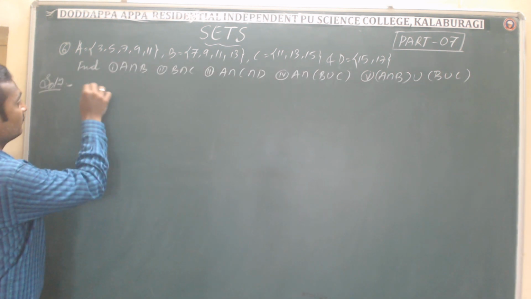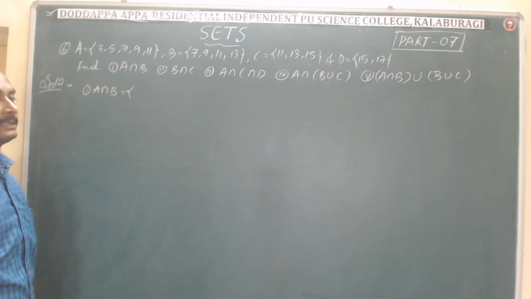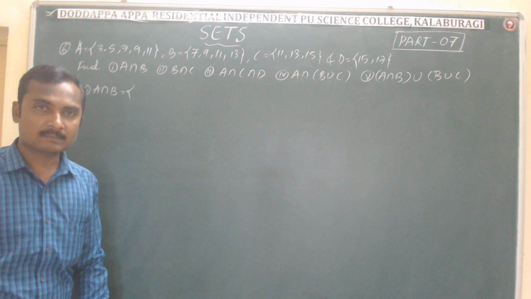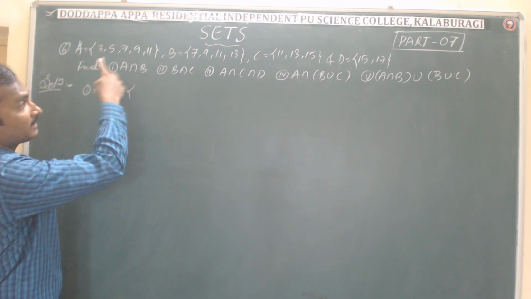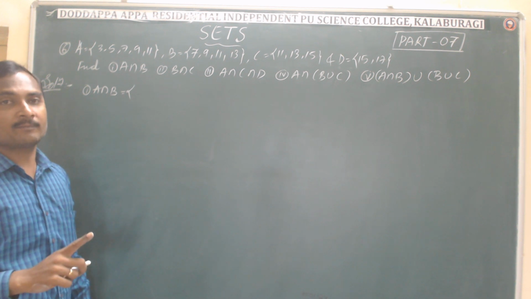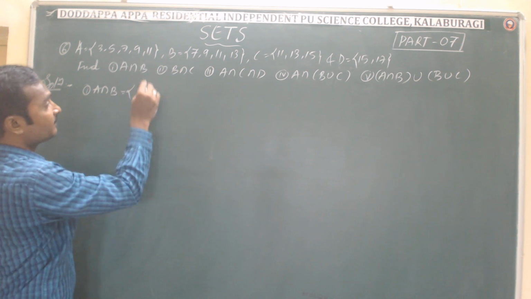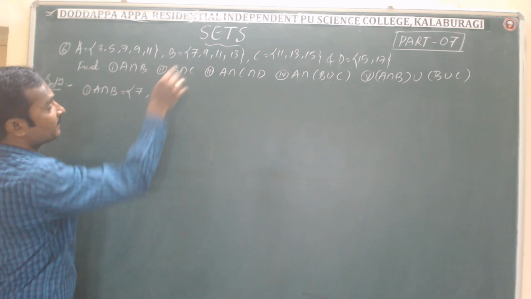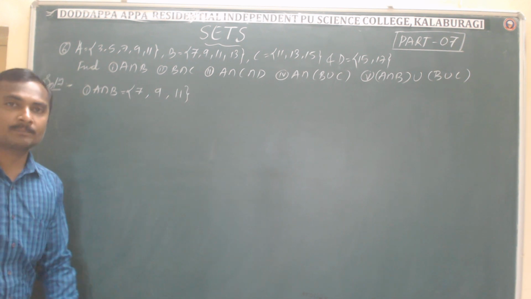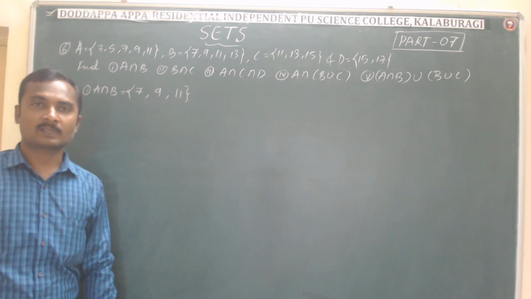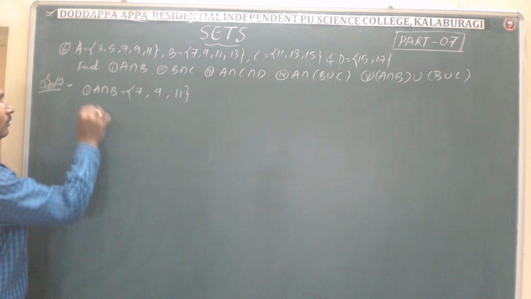First one is A intersection B. We have to write the common elements of the sets A as well as B. 3 is not present in both the sets, so it is not a member of A intersection B. 5 is not present in both the sets. 7 is present in both the sets. 9 is present in both the sets, and 11 is present in both the sets. Therefore, A intersection B will be 7, 9 and 11. Let us go for the second one.